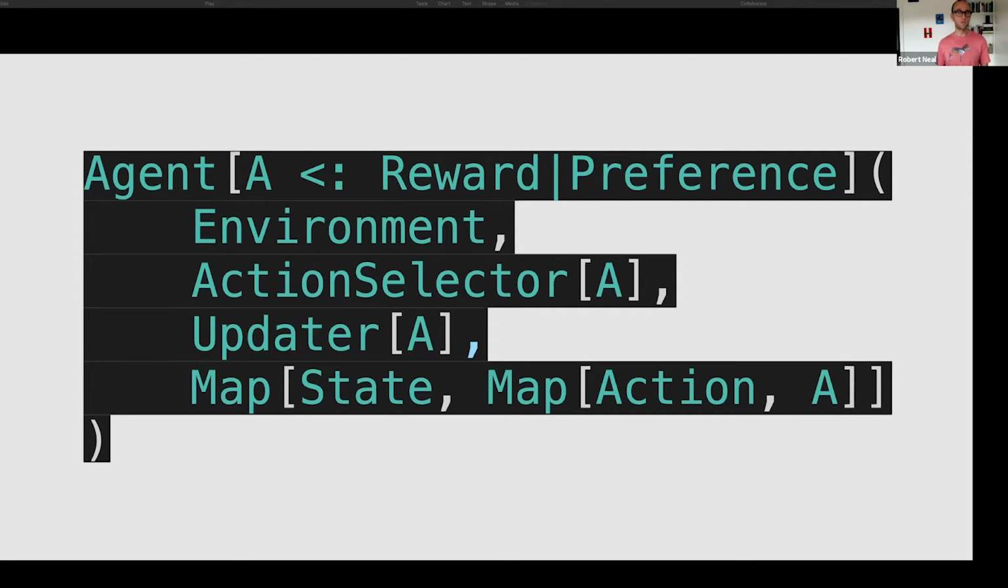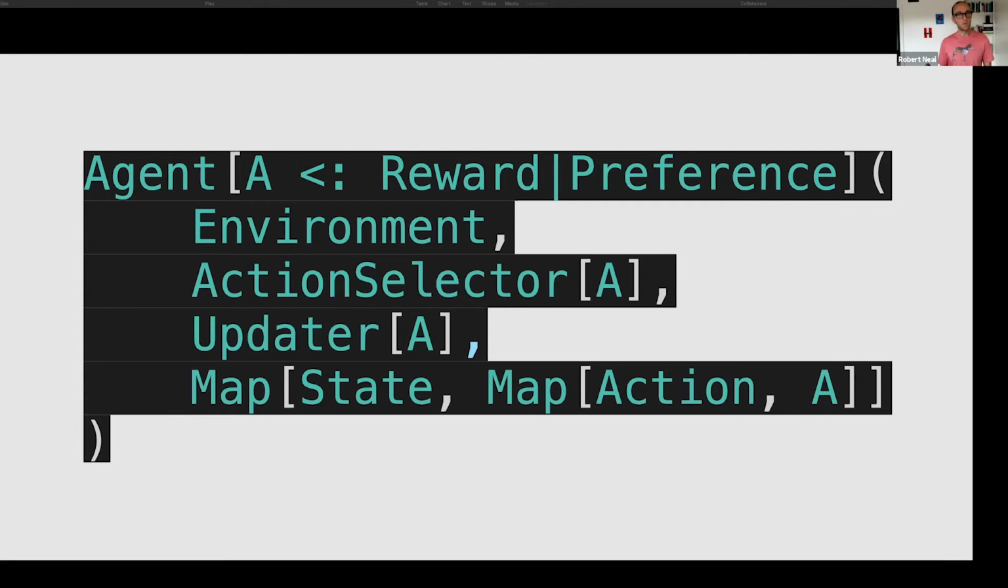Updater is just another function. And this function is used for updating that table we talked about. So you might just use the sample average, which is just averaging the rewards over all of the times that you've taken that action. But in other cases, you might have like a non-stationary environment where as time goes on, actually the reward structure changes.